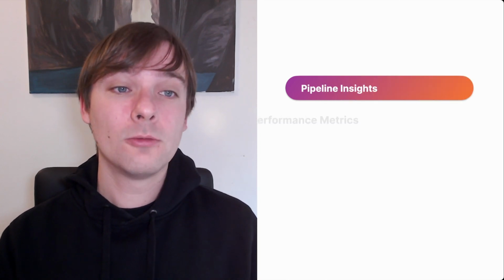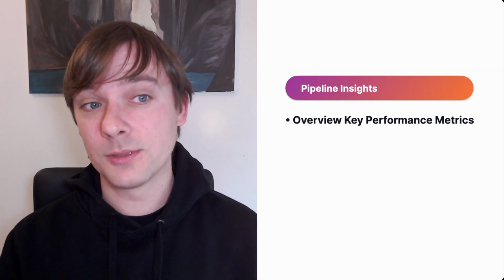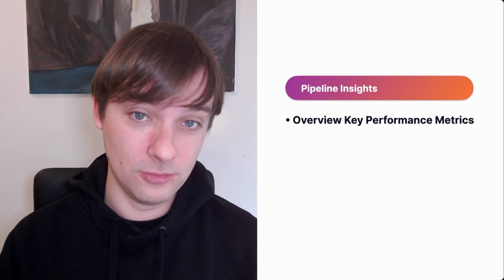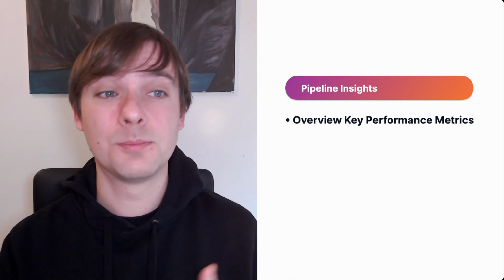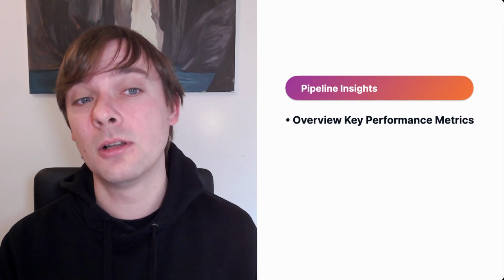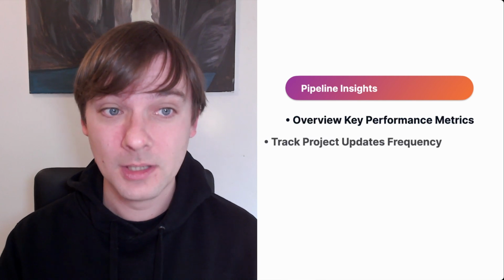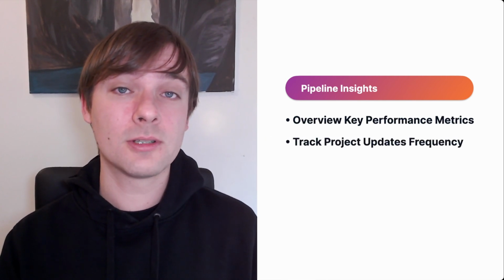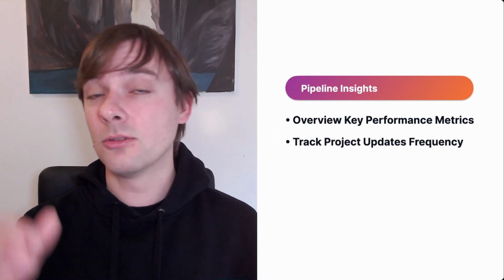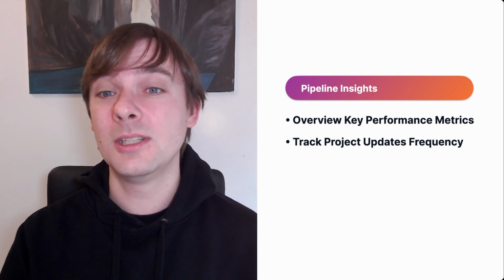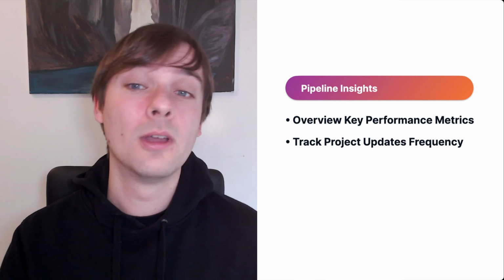So you can get an overview of key performance metrics, which means you can view a straightforward summary of how your projects are doing, including update frequency, speed of making changes, and overall update reliability based on industry standard DORA metrics. You can track how often your projects get updated, so you can monitor the regularity of your project updates, which is a key sign of your team's ability to adapt and improve quickly.